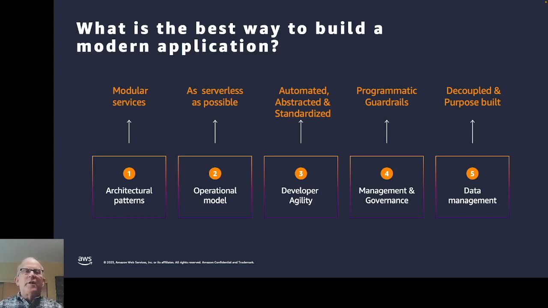Modern applications can be characterized along these 5 vectors. Their architectural patterns: modular services. Operational model: as serverless and automated as possible. Developer agility: automated, abstracted, and standardized. Management and governance via programmatic guardrails, and data management strategy: distributed and fit for purpose.